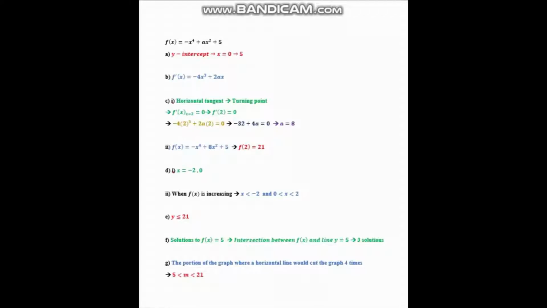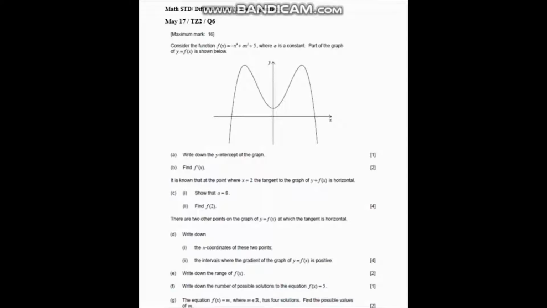So the derivative of negative x power 4 becomes negative 4x power 3, and the derivative of ax squared becomes 2ax, and the 5 of course is neglected during differentiation because it's a constant. You are then told it is known that at the point where x equals 2, the tangent to the graph of y equals f of x is horizontal.